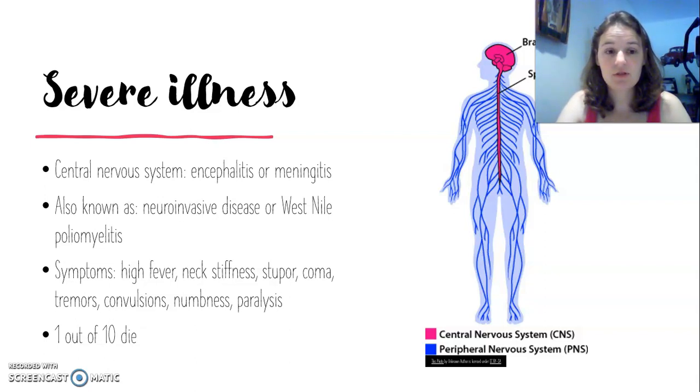this is a central nervous system illness. So the West Nile virus affects your central nervous system. So this includes encephalitis or meningitis. Encephalitis is inflammation of the brain.